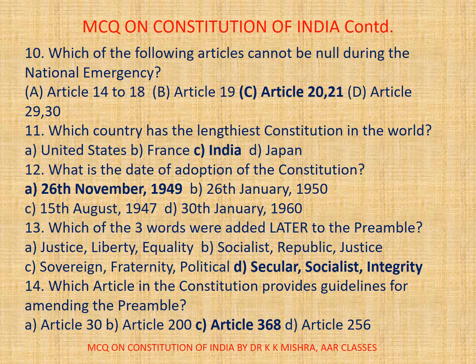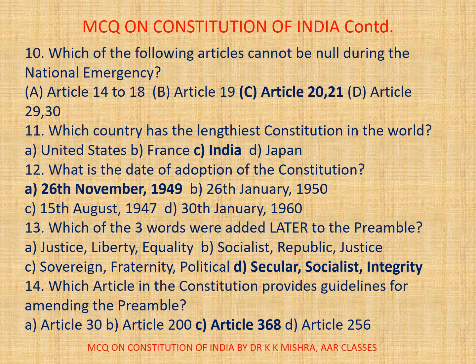Question number 13. Which of the three words were added later to the preamble? A. Justice, liberty, equality, B. Socialist, republic, justice, C. Sovereign, fraternity, political, D. Secular, socialist, integrity. Correct option is D. Secular, socialist, integrity.